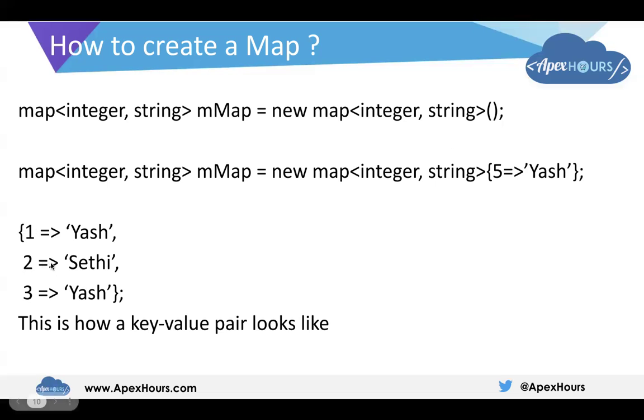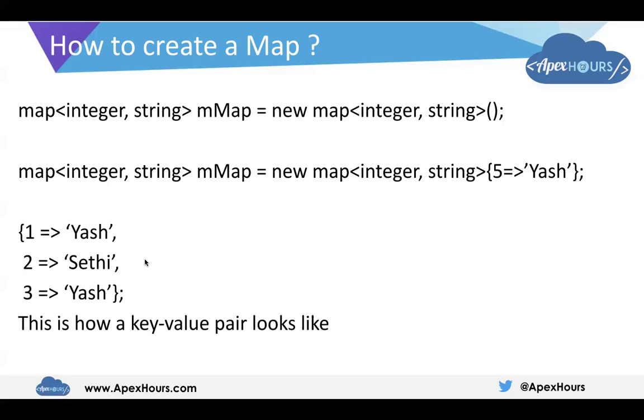So this is how a map looks like. For the one key, we have Yash. The second key, we have Seti. Third key, we have Yash again. Why? Because we can have duplicate values in the values part, but we cannot have a duplicate key. We cannot have number one two times, but we can have the string Yash two times. So this is how a key value pair looks like. This is how a map looks like. Map of integer comma string.